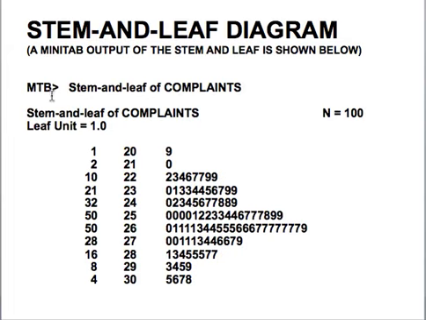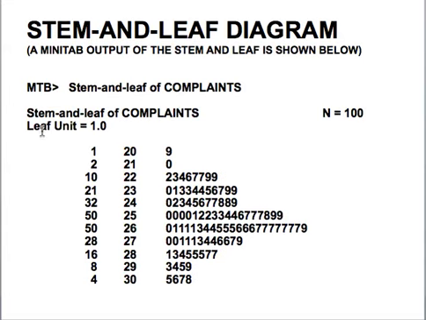Now, here we have the Minitab prompter, MTB. That is just indicating that's the Minitab prompter. And this is a stem and leaf diagram of complaints. So these were numbers, maybe complaints about a particular service, the number of complaints in a period of time. So now we have stem and leaf of complaints.